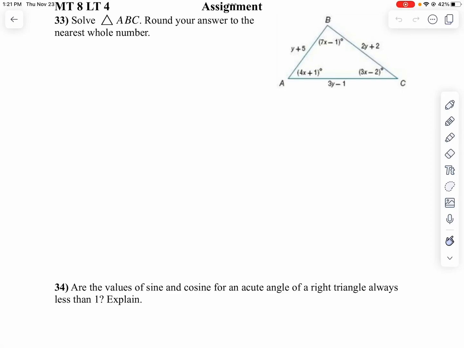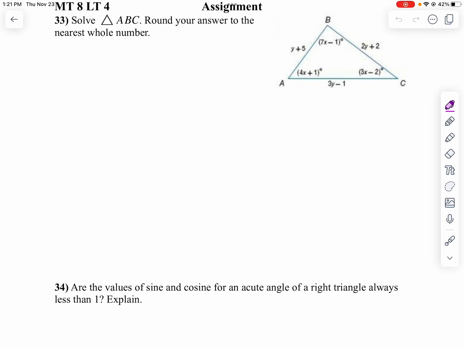Let's take a look at the second page of your assignment. We want to solve this triangle, and we'll round our answers to the whole number. We're not given any information, well, except notice we've got all the angles of a triangle. We know if we add all the angles up, we're going to get 180 degrees.